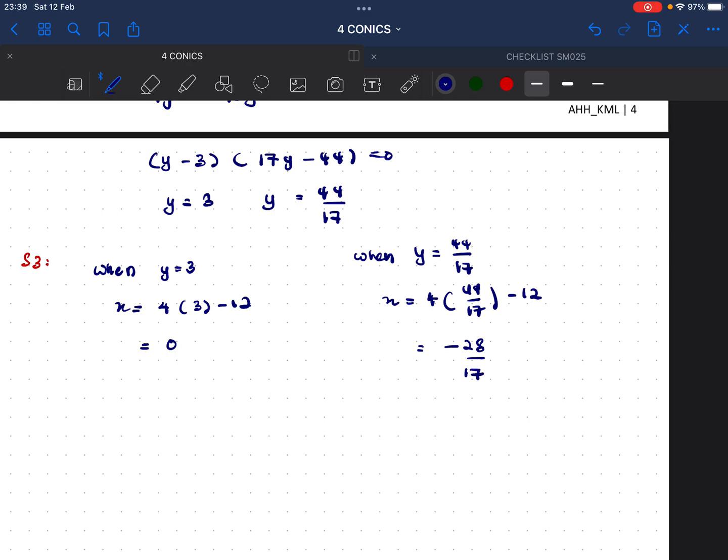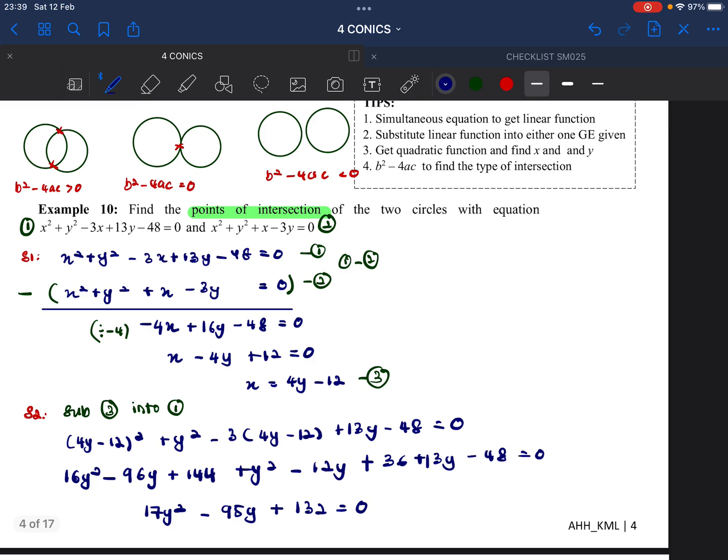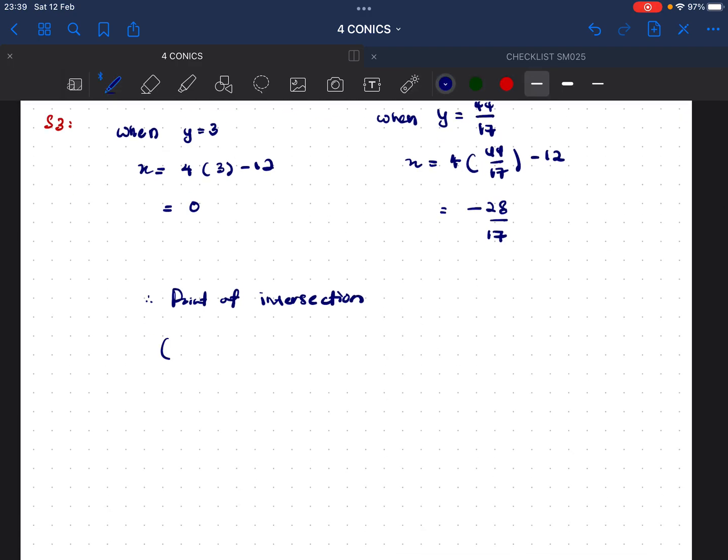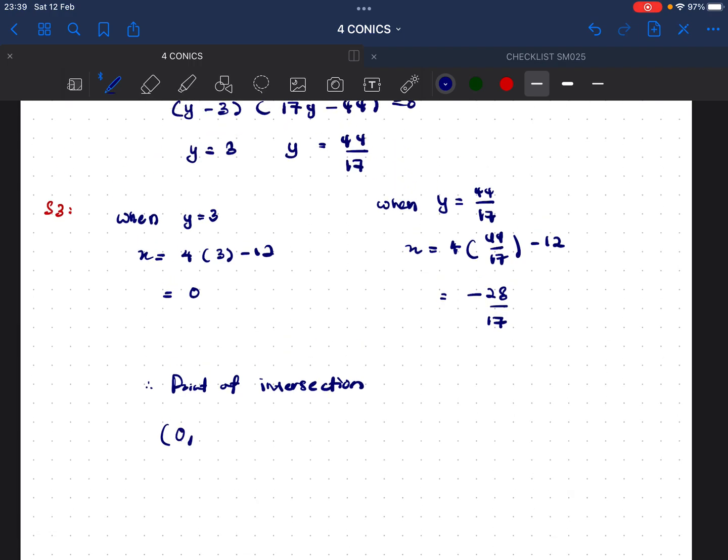So you'll get the value of x and the value of y. For step 4, if the question said find the type of intersection, you can find the discriminant. But for this one, it only asks for the point of intersection. Make sure to write the final answer as a coordinate. You cannot leave your answer just like this, because that is not a point of intersection, not a coordinate. So your final answer should be x is 0, y is 3, and negative 28 over 17, 44 over 17. And that's going to be your final answer.